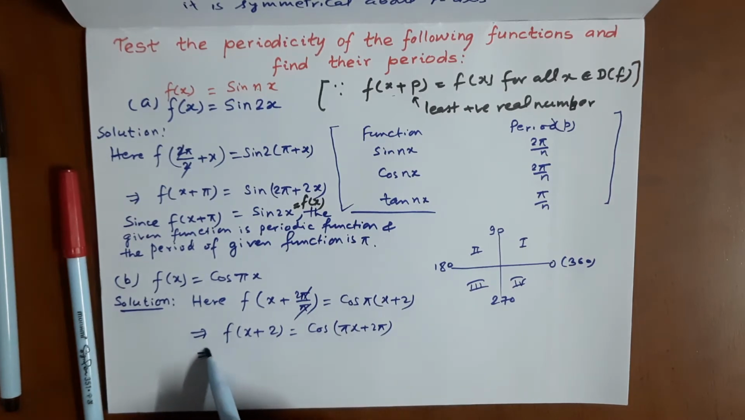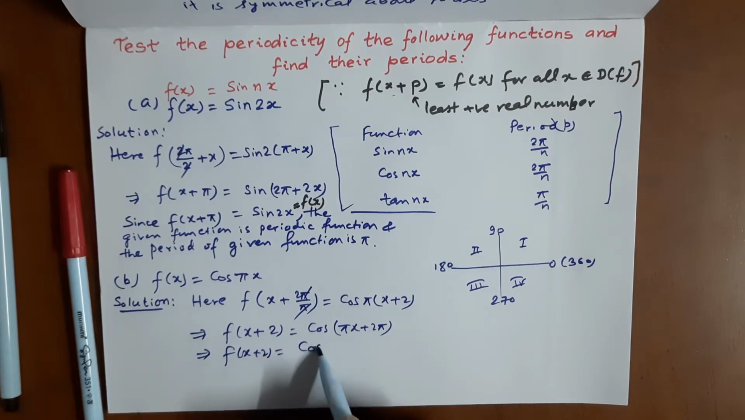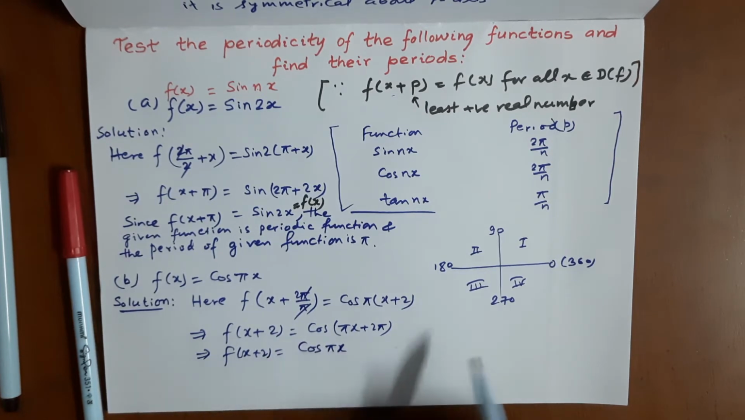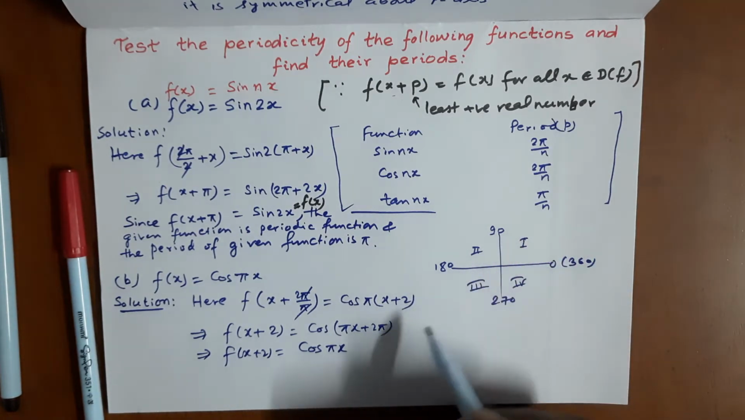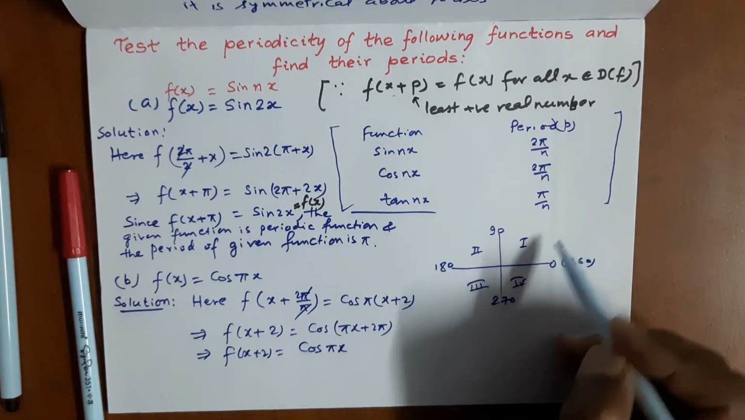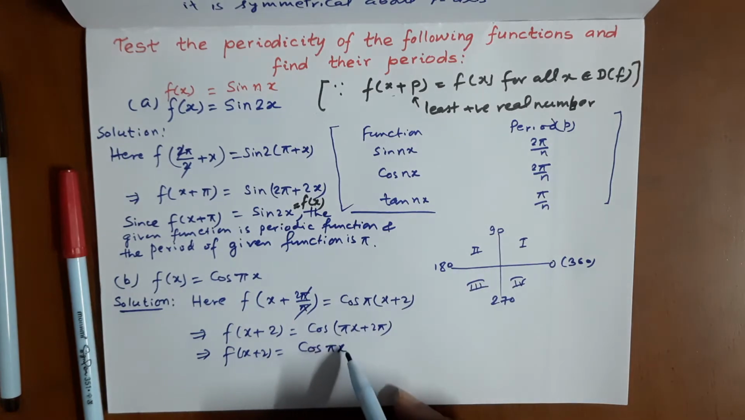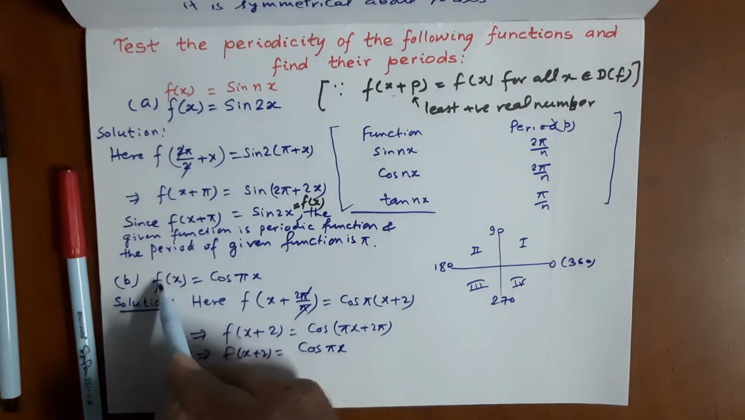This implies f(x plus 2) equals cos pi x, since 360 degree plus some angle lies in the first quadrant. In the first quadrant all is positive, so it will be cos pi x, and cos pi x is f(x) from here.